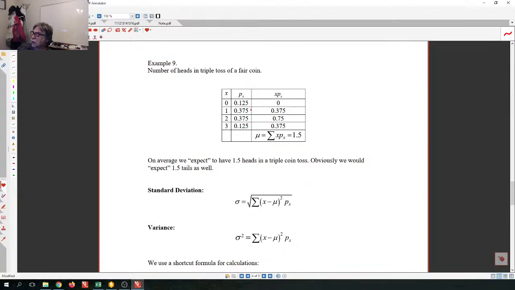These percentages here, or I should say decimal numbers, are really obtained by dividing 1 by 8 or 3 by 8.